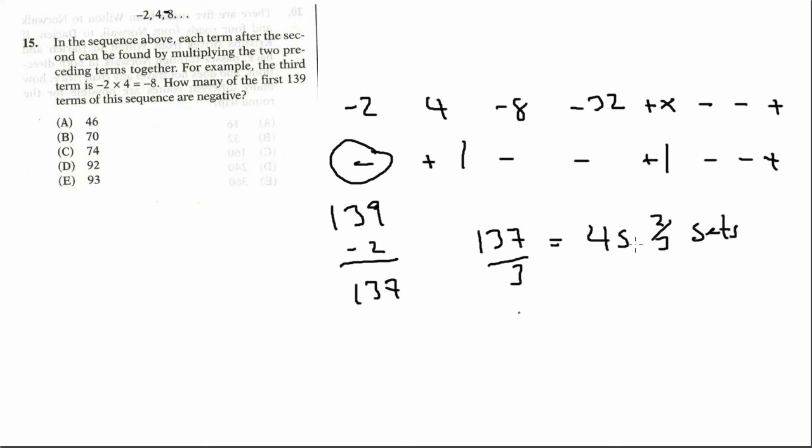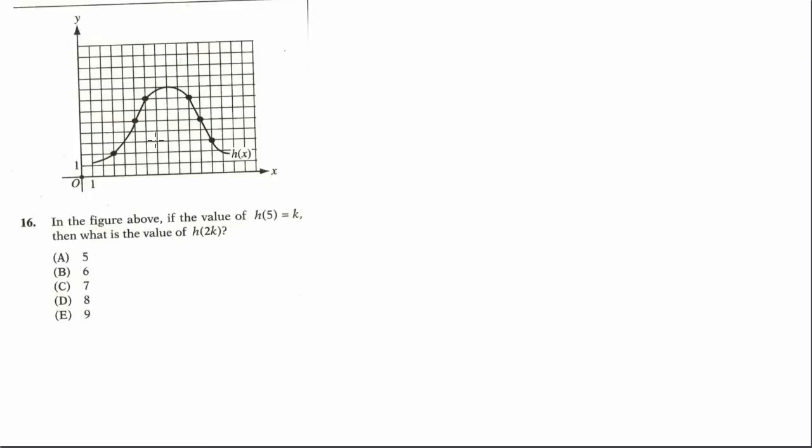Okay, so in 45 of those sets, we're going to have two negatives each. Right, so we want times 2, which 45 and 45 is 90. And then we have 2/3 of a set after that. Now the first two are negative, so that means that we're going to get plus 2 more negatives. So we have our first negative here, plus 90 is 91, plus 2 is going to be 93, which gives us this answer here.